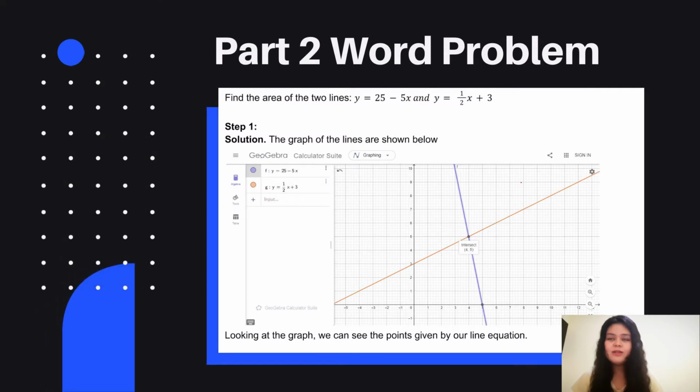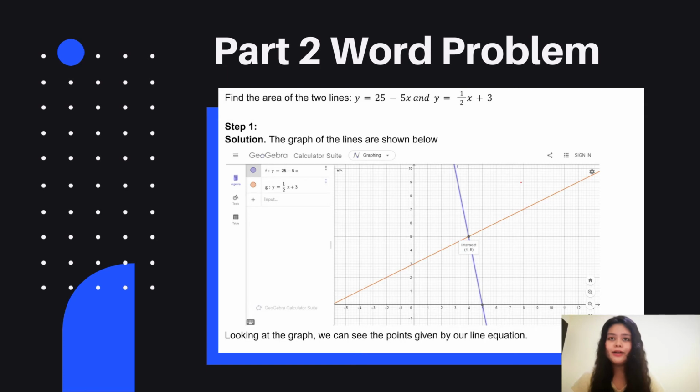Our problem states that a certain dining room can be described by the region bounded by the y-axis, x-axis, and the lines y is equal to 25 minus 5x and y is equal to 1/2 x plus 3. The dining room has to be tiled by linoleum, which costs 100 pesos per square meter. Find the cost of the linoleum needed to cover the dining room.